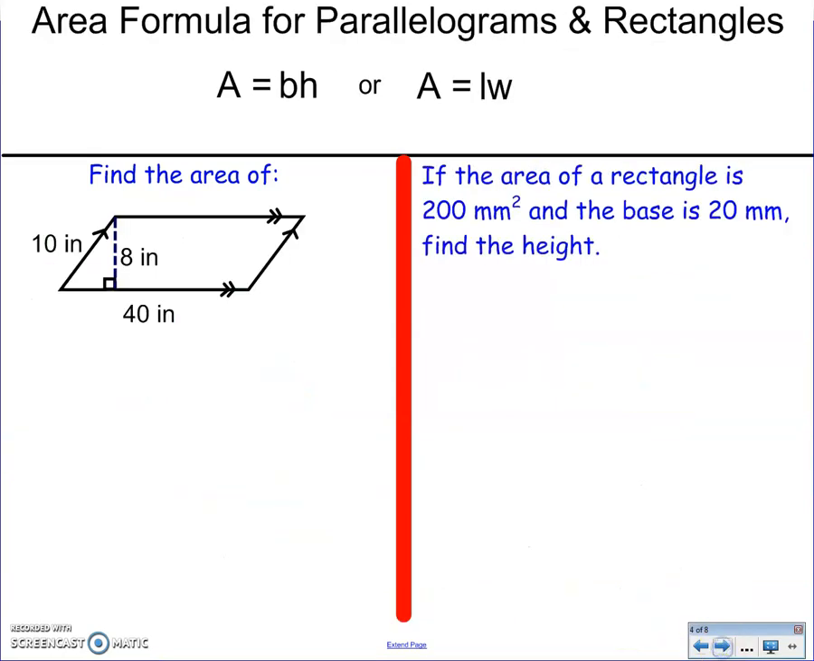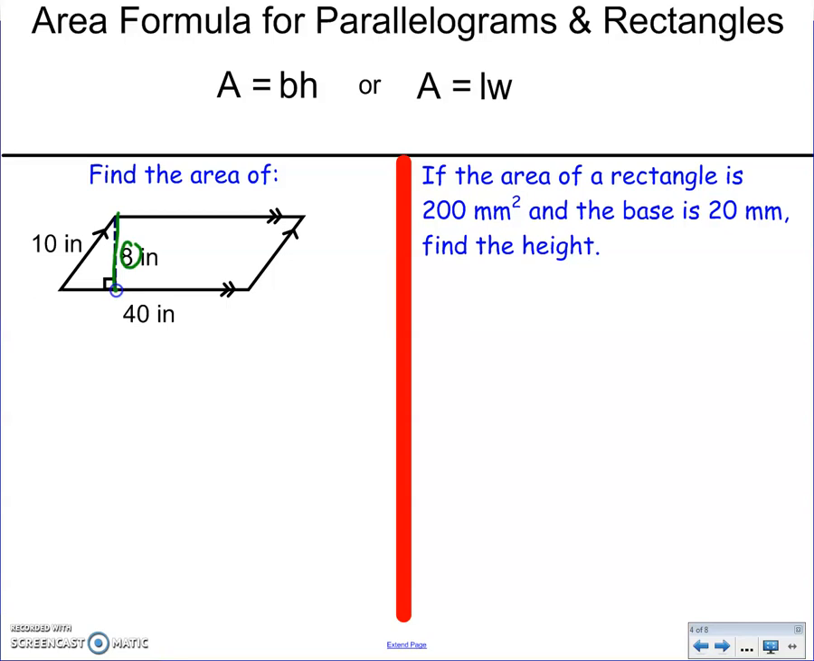Alright, next shape. Parallelograms and rectangles. Area formula is base times height. You could also say length times width, but we'll stay with base times height. On the left side, notice we have the outsides and this dotted line. Make sure you use correct numbers. Remember, the height must be perpendicular to the base. We have to use 8.